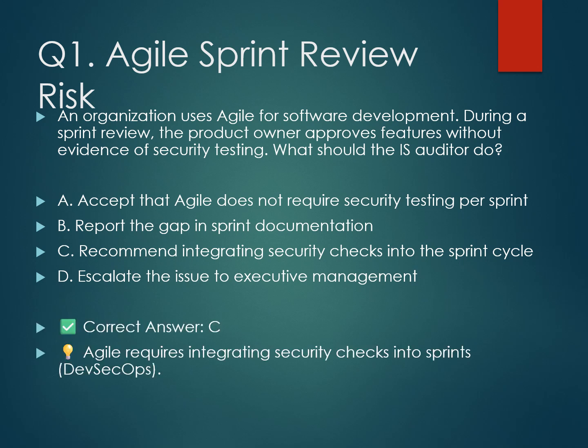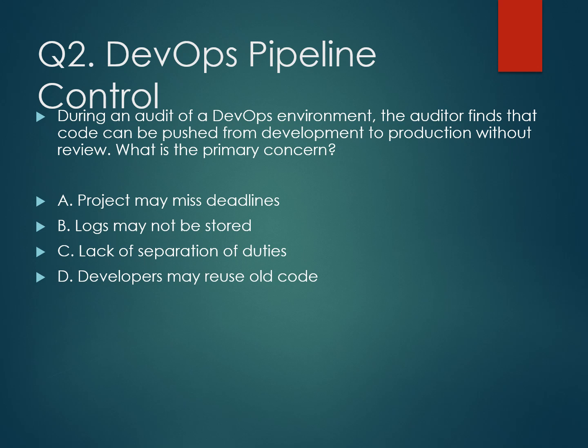Correct answer, C. Agile methodologies like DevOps require security testing in every sprint. The best control is to integrate security early and continuously. Question 2. DevOps Pipeline Control.